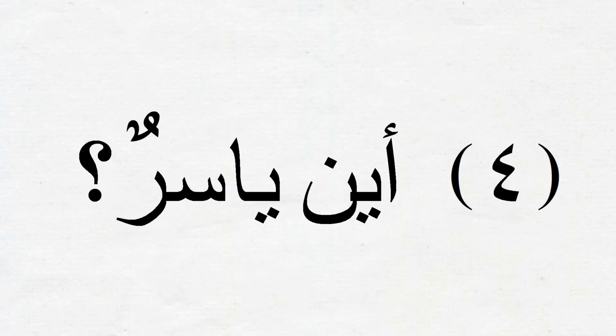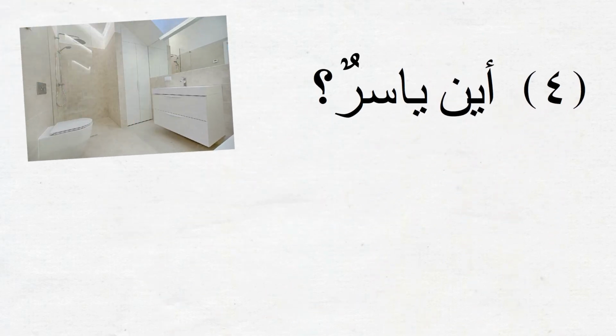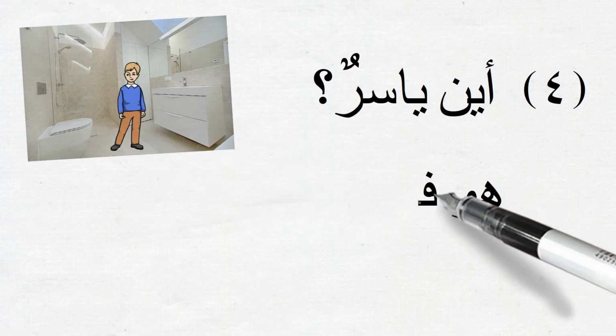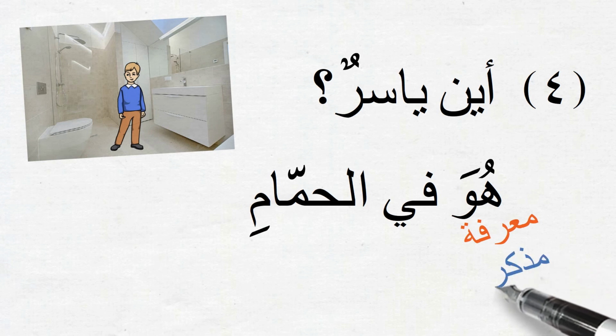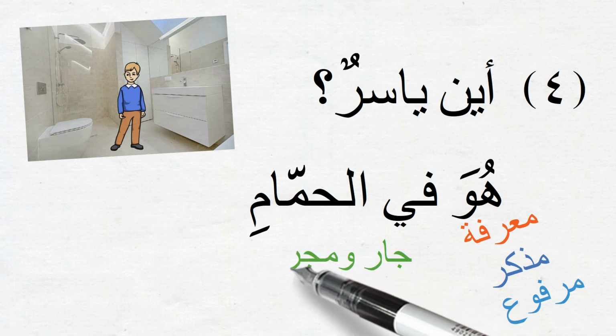The fourth question. أين ياسر? Where is Yasir? It looks like he is in the bathroom. So how do we answer? هو في الحمام. It should be هو في الحمام. The ضمير هو is معرفة مذكر اسم and it is مرفوع. في الحمام is جار ومجرور.